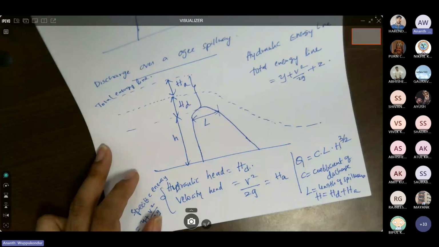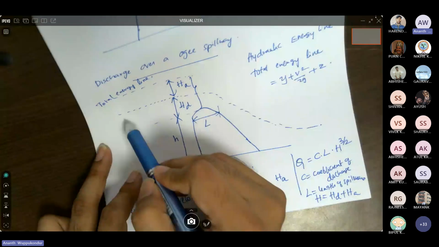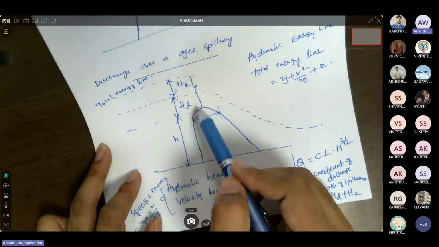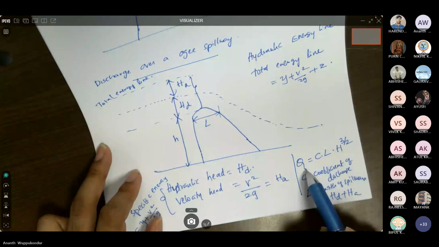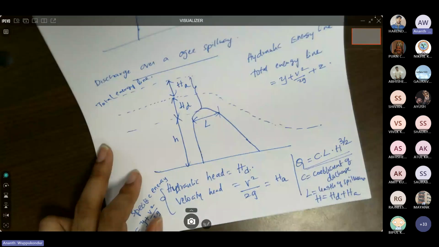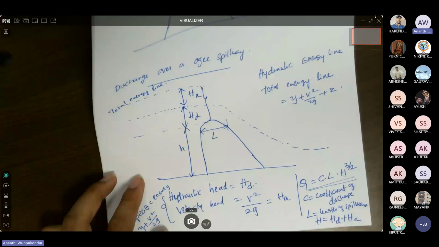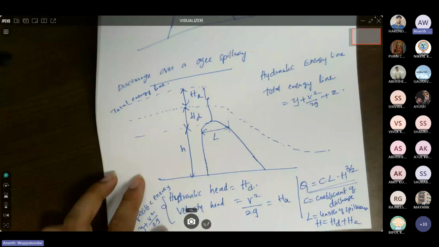So if you measure what is the hydraulic head, and then if you also know the velocity in the flow, then you calculate what is HA. So based on the head on top of the crest, you can calculate what is the discharge the spillway can deliver. Now, when you want to design a spillway, you also need to consider this discharge capacity. So if the actual discharge is higher than the discharge the spillway can deliver, then the spillway can get damaged because of the higher forces.